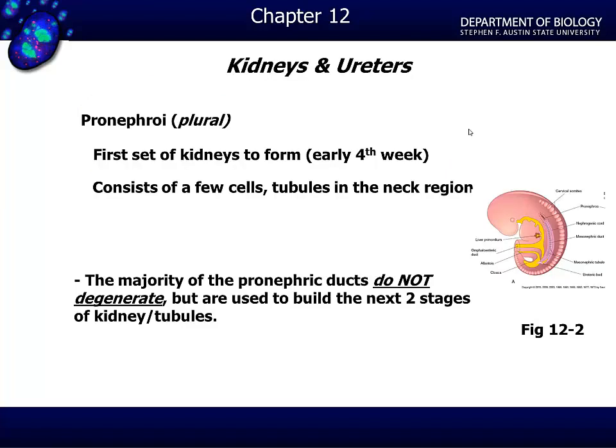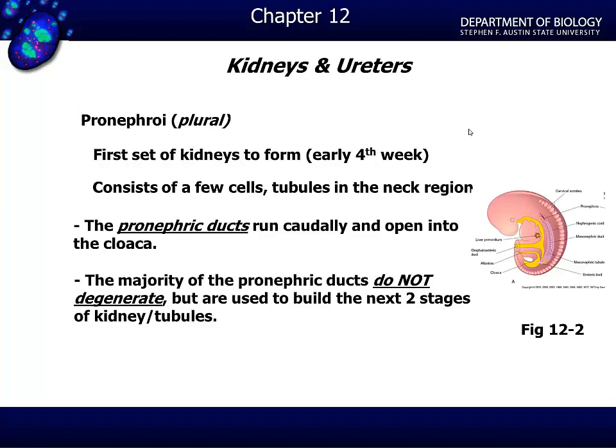So the pronephric kidney, this is the first set to form. Again, early 4th week, not a surprise that we see this. It's going to consist of a few cells and a few tubules. Now, when we talk about tubules, think of these as very primitive, rudimentary nephrons. We're not actually giving them that name yet, so we just call them urinary tubules. And again, these are in the cervical region.